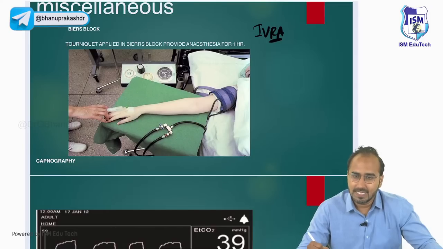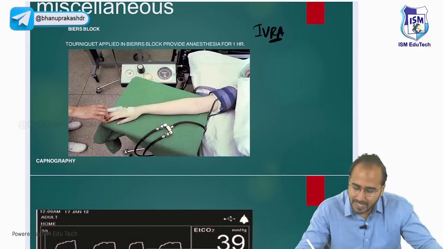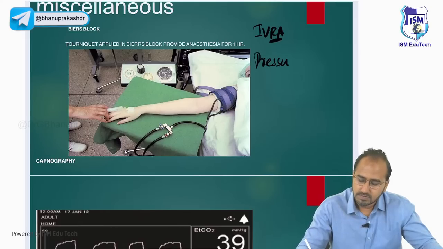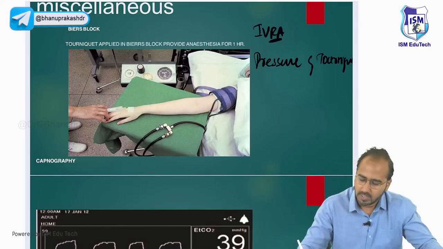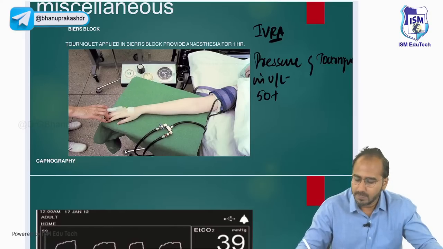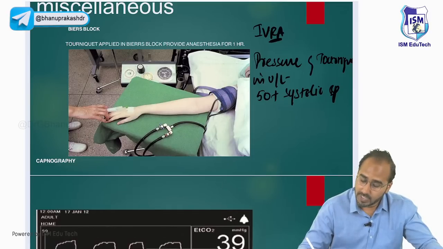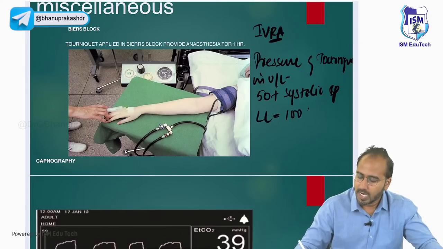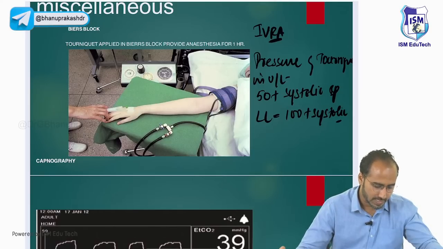What could be asked in this IVRA is, what is the pressure of the tourniquet in the upper limb? Come on, guys. Upper limb, what's the pressure? 50 plus systolic BP. And what is the pressure of the tourniquet in the lower limb? In lower limb, it is 100 plus systolic BP.